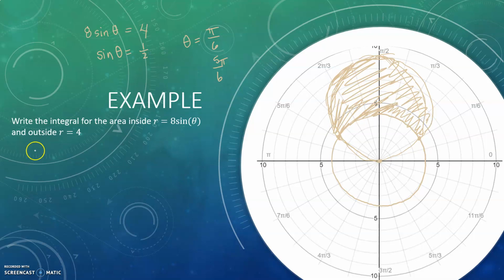Okay, so what we're going to do is take the integral from pi over 6 to 5 pi over 6, which are the two intersection points that we found, of 1/2 times (8 sine theta) squared minus 16.